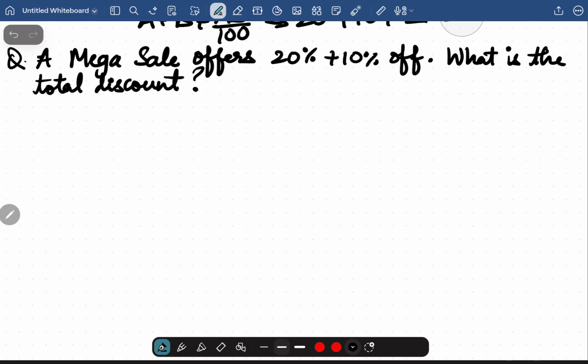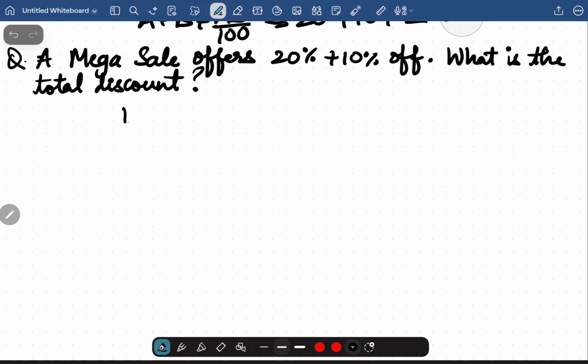Now moving on to the next question. A mega sale offers 20% plus 10% off. What is the total discount? So now let's find the answer by using the logic. A mega sale offers a 20% plus 10% off.